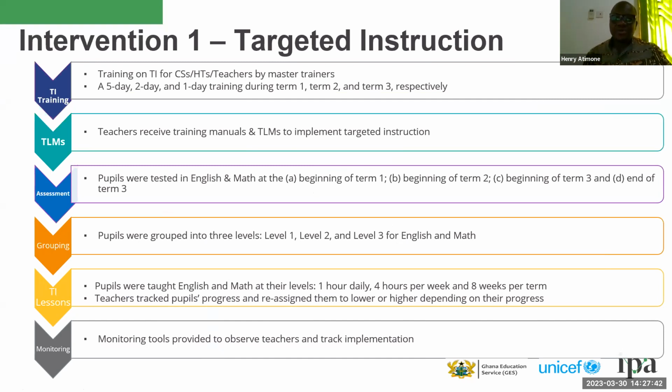Now, on the targeted instruction only, for this particular intervention, at the start of each academic year, pupils were assessed using a basic ASA-like test to group them by their learning levels. So essentially, they were grouped into level 1, level 2, and then level 3. During school hours, 1 hour per day, 4 days a week, for 8 weeks every term, pupils were taught English and then mathematics in level-wise groups.